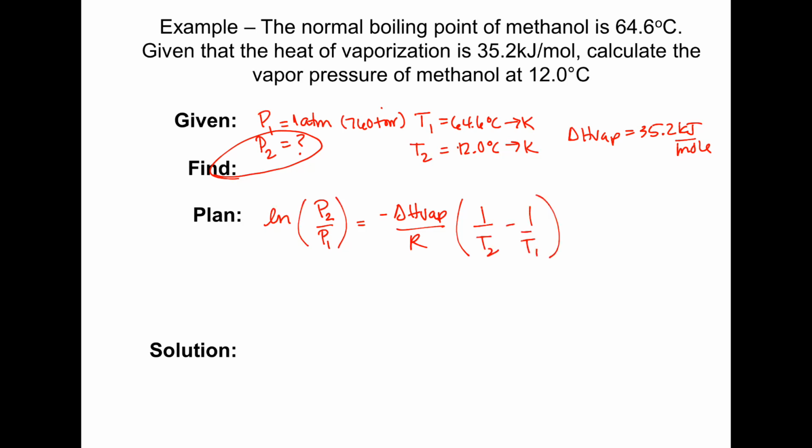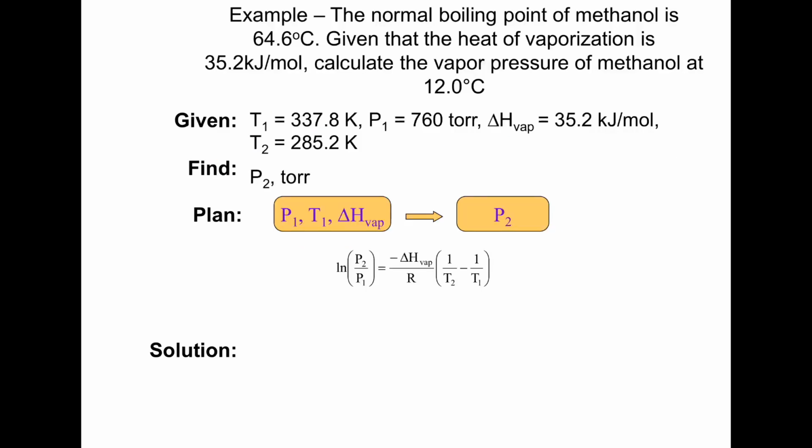Okay. And it looks like I have my P1, I have my delta H of vaporization. R is a constant, 8.314 joules per mole K. And I have both temperatures. So it looks like I have everything that I need to find my P2. I've cleaned this up a little bit again, just so that we can keep track of things, and I have my equation written here.